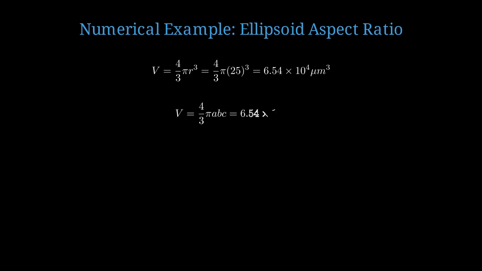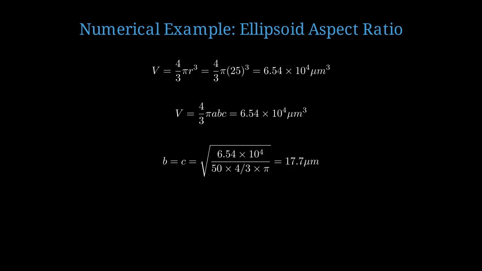For an ellipsoid with semi-axes A, B, C, the volume is 4/3 pi ABC. If we set A equal to 50 micrometers for the long axis and assume B equals C for a prolate ellipsoid, solving for B equals C, we get 17.7 micrometers for the minor axes.